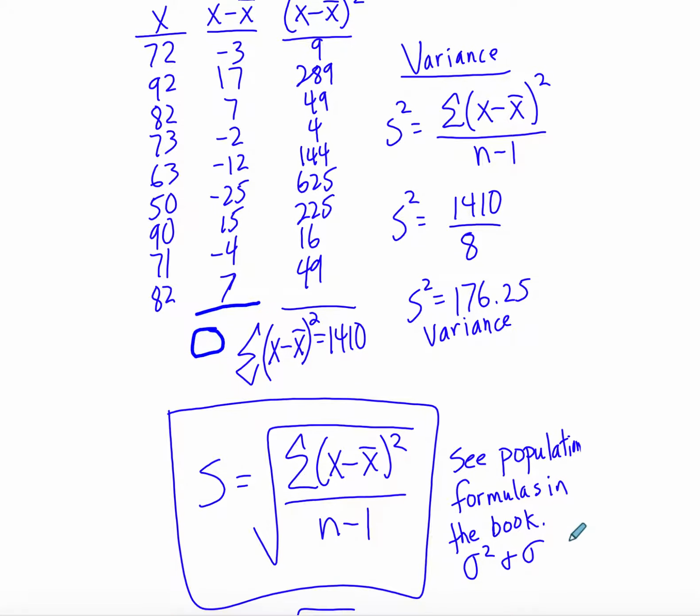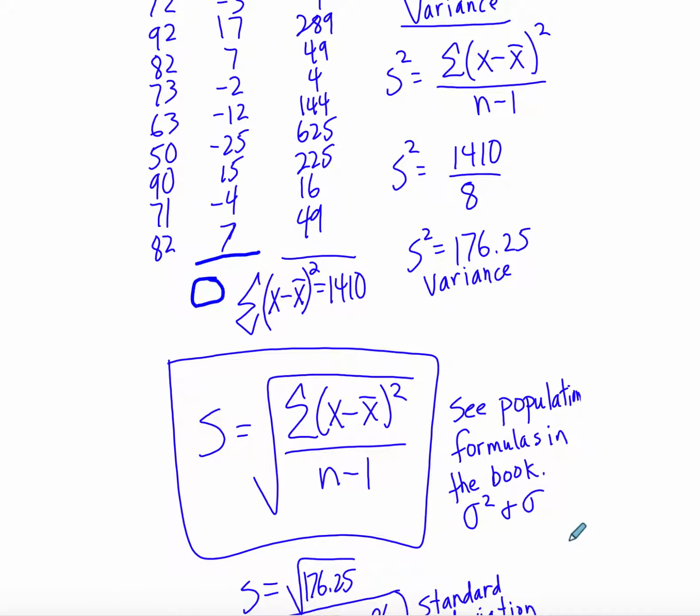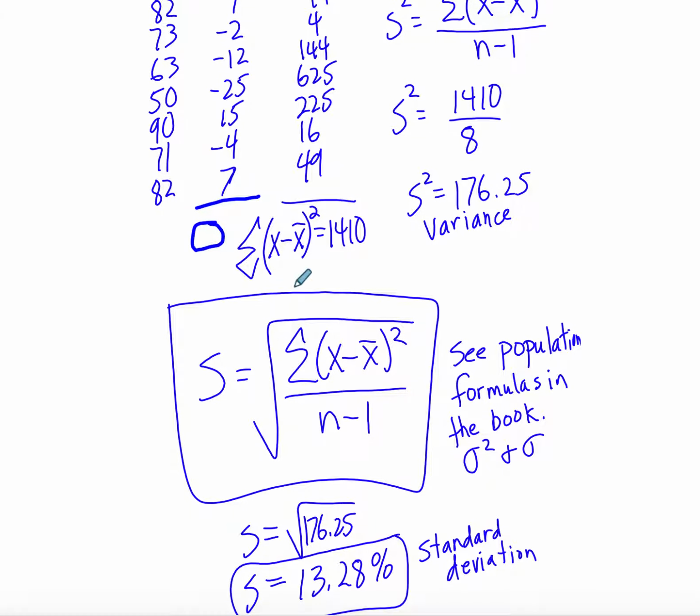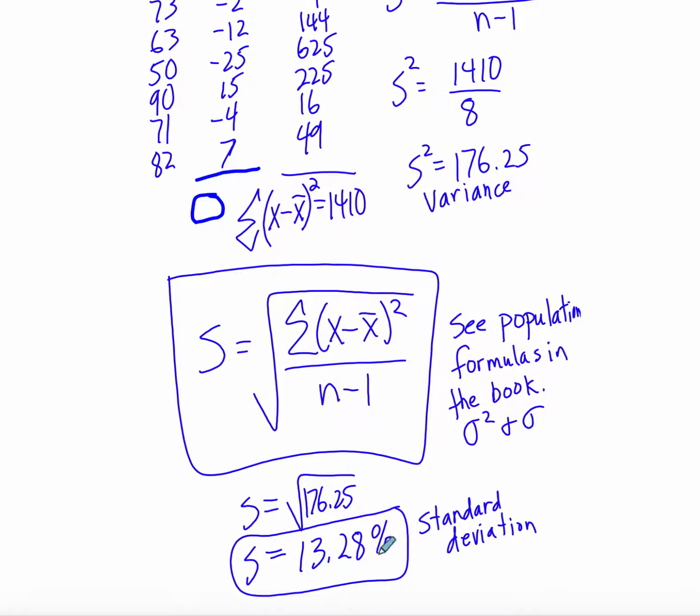Now what I'm going to do is find the standard deviation by taking the square root of it. So here is the formula for the standard deviation, but again, just take the square root of this variance, and you get 13.28%. So that means on average, these calculus test scores were 13.28 away from the mean. So that gives you a measure of the standard deviation.